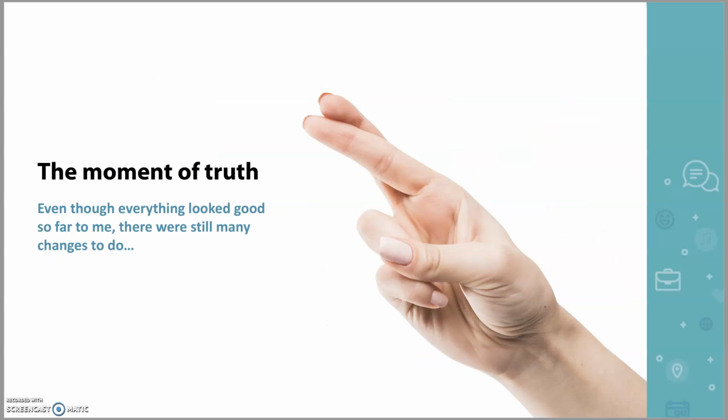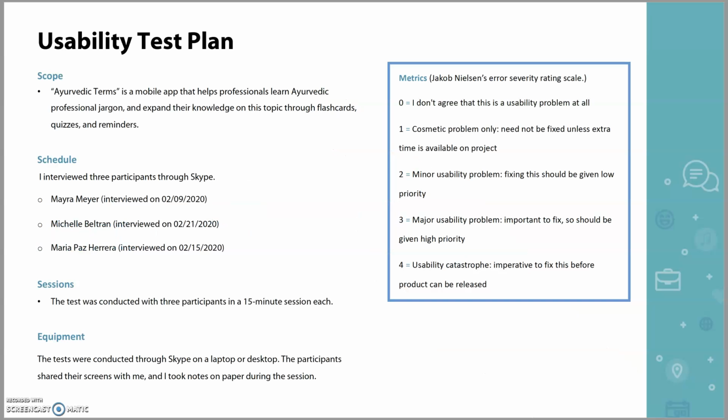Then comes the moment of truth. Even though everything looked good so far to me, there were still many changes to do. Through the usability test plan, I was able to know more about those changes. The scope: Ayurvedic Terms is a mobile app that helps professionals learn Ayurvedic professional jargon and expand their knowledge on this topic through flashcards, quizzes, and reminders.